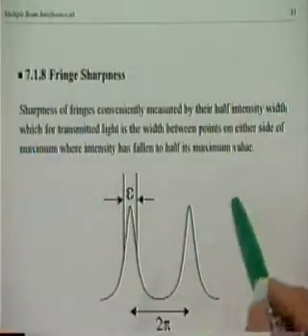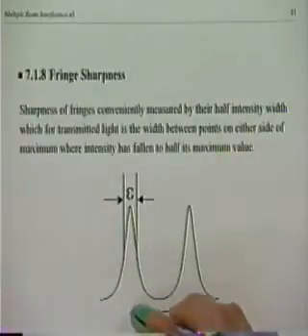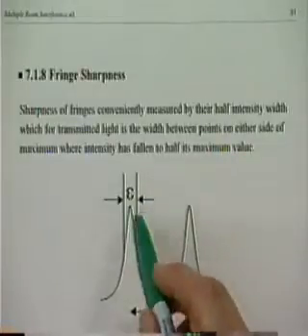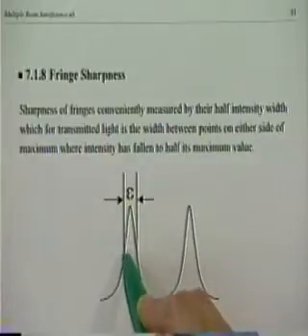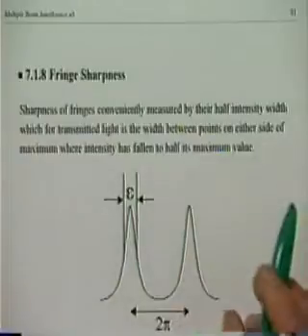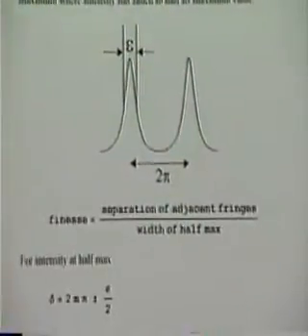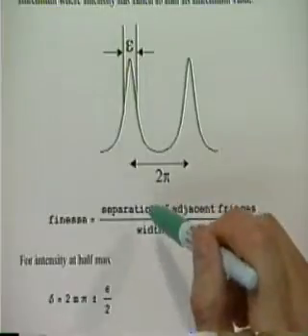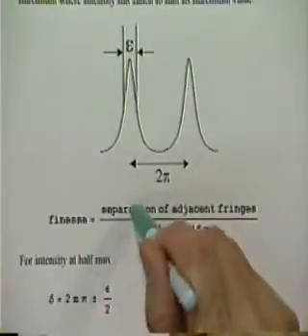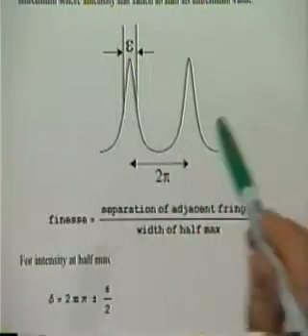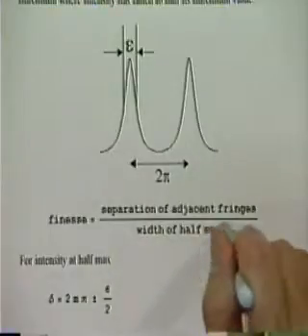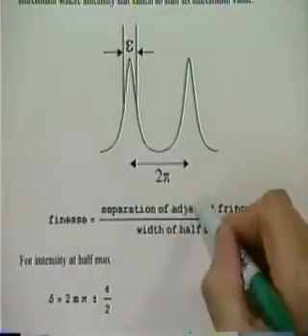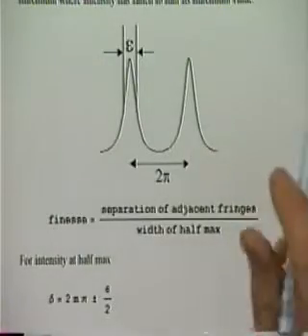Going from one fringe to the next fringe, the phase changes by 2 pi. And then going from the center of the fringe to where the intensity drops to half the max on one side and half the max on the other is plus or minus epsilon over 2. And we will define finesse, not to be confused with what we called earlier the coefficient of finesse. This is something else. Finesse here is the separation of the adjacent fringes, 2 pi, divided by the width at half max, epsilon. Okay, so we know what's upstairs, 2 pi. We have to solve for epsilon down here.